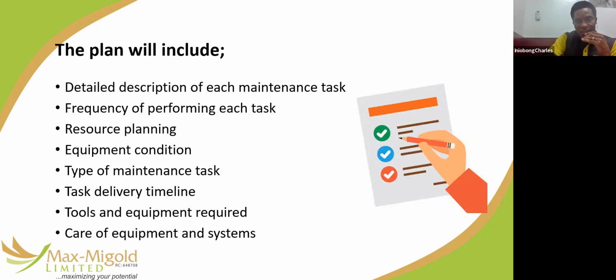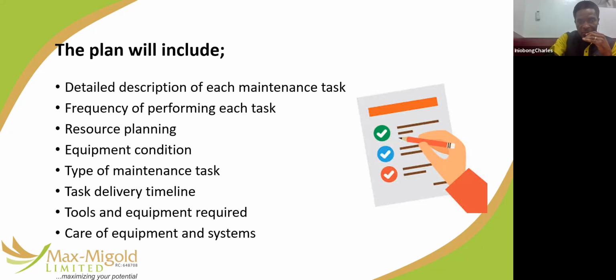Then the type of maintenance task. Even if you have two assets that are the same, the two assets cannot be maintained the same way. Every asset, every facility has a specific way of being maintained. They are different, they are exclusive. So that's why you need to do the equipment condition assessment. Then you can now know the right plan to put in place.